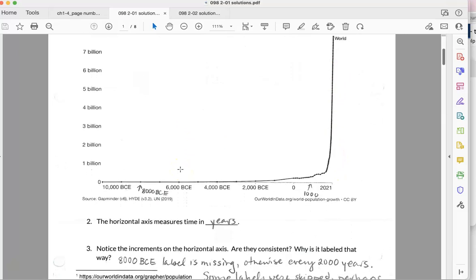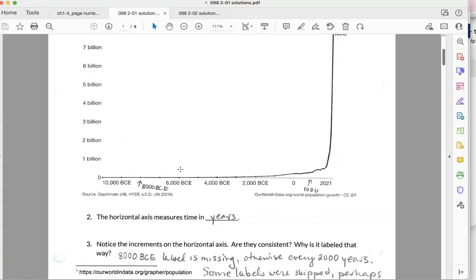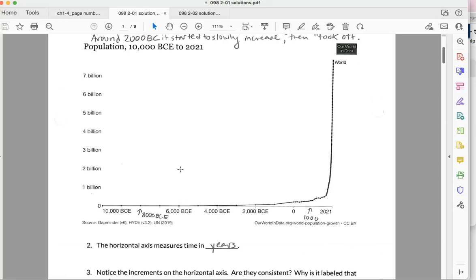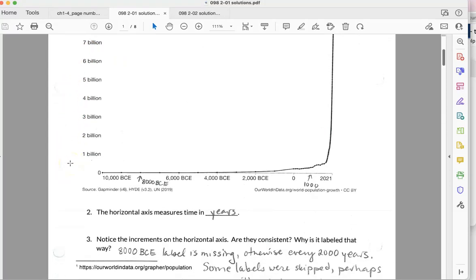Okay. So the horizontal axis measures time in years. It isn't stated, but I think it's obvious. And then the title of the graph says population. So there's no title here that says population, although sometimes we do that.